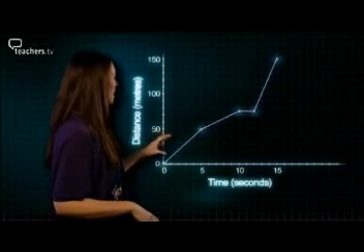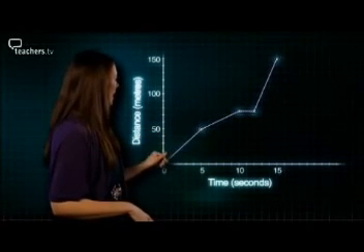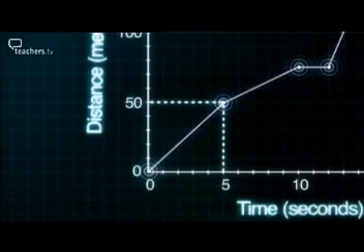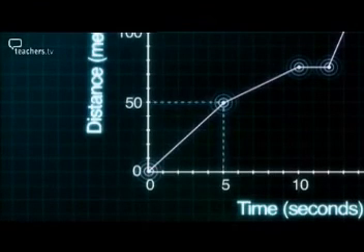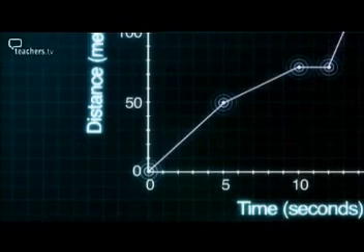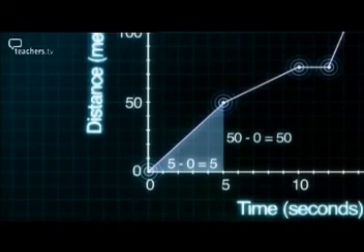Let's start with the first leg, which starts at 0, 0 and travels along to 5, 50. By drawing a triangle on the graph, it can help us see a bit more clearly what's going on. We can see that we have travelled 50 metres in 5 seconds.